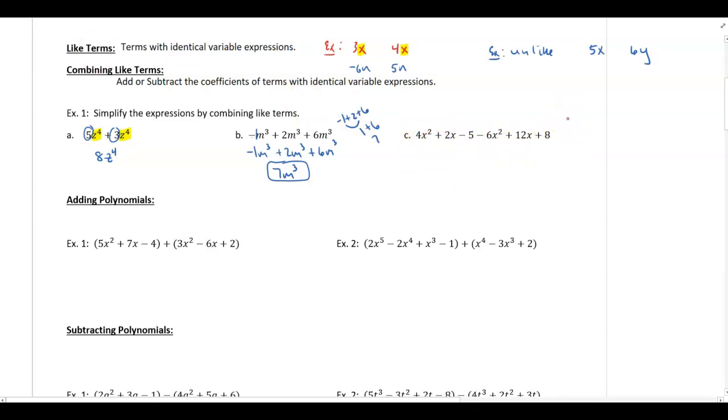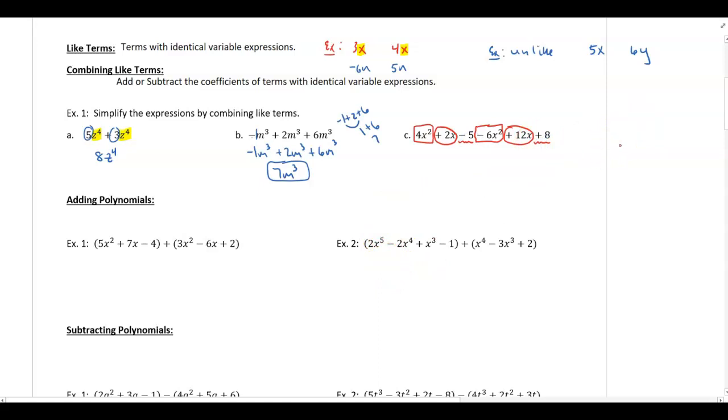But the third example here, if you look, there's more than one pair of like terms. So what I always do is start with the highest exponents, and I'm going to put a box around the x squared. What else can I put a box around? The minus 6x squared. I always include the sign to the left. Now I can put a circle around 2x. What else can I circle? 12x. Then I can underline negative 5. I can underline positive 8.